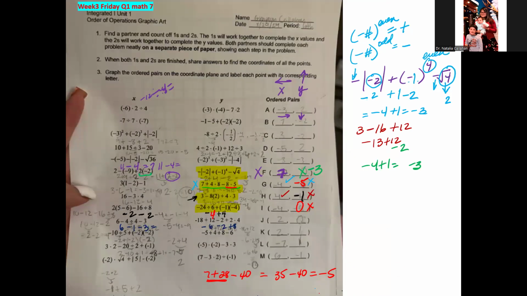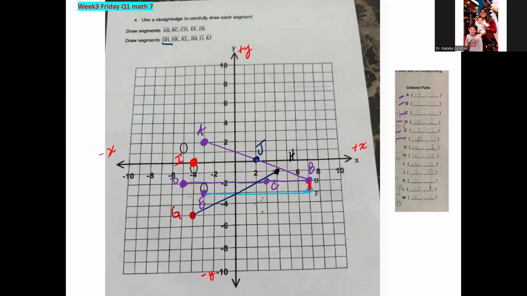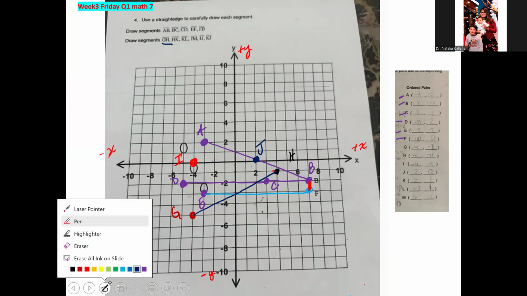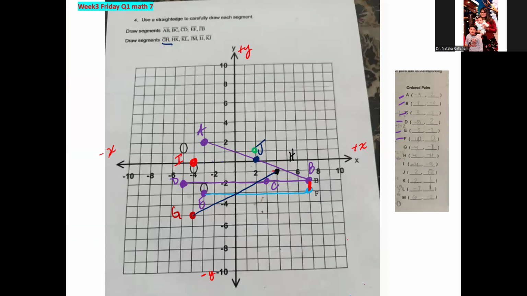And then we're going to do K. 2 plus 4 is a 2. And then -1 plus 8, which is a 7, minus 6 is 1. So K is 2, 1. Yes, 2, 1. So this one right here is going to be K. Let me give you another pencil, if you need another pencil.